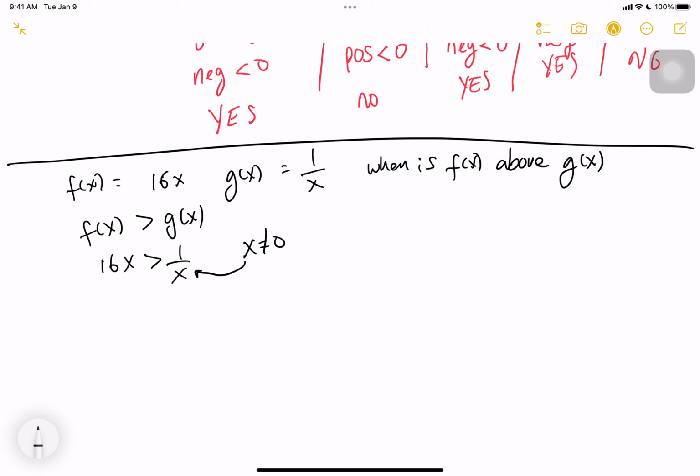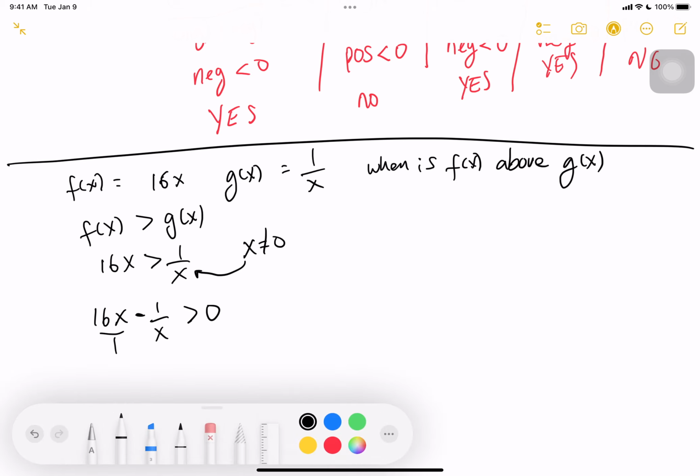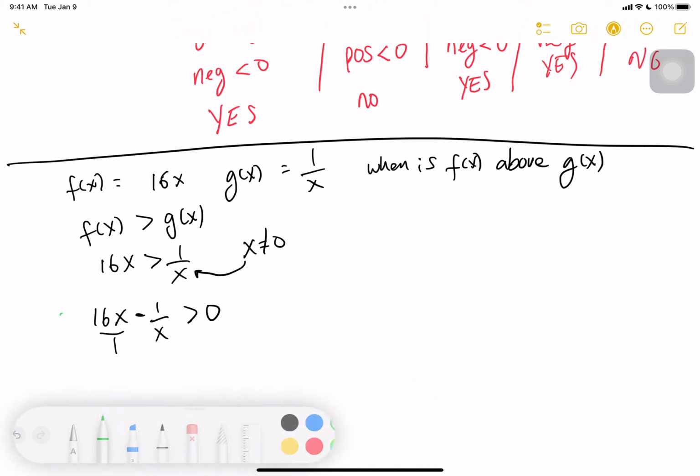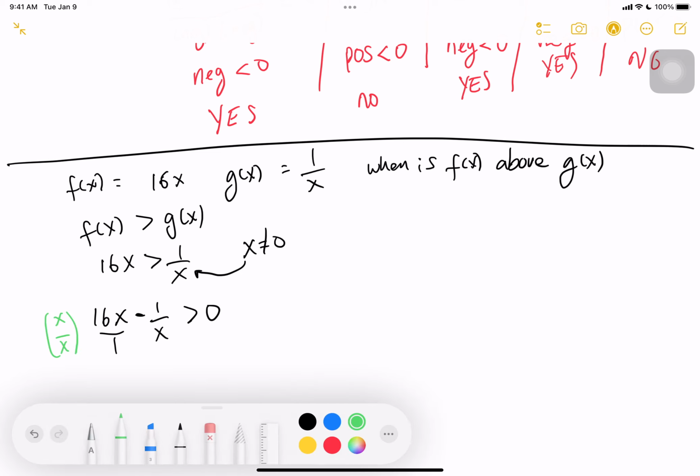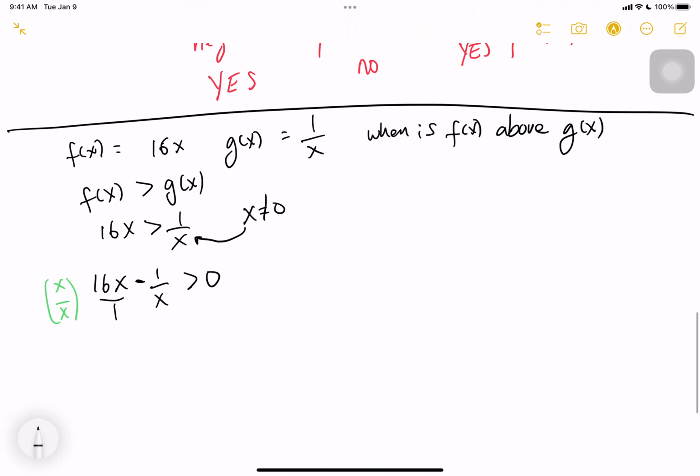So we take the 1 over x over to keep the equation set to 0. And then we find a common denominator. So we write this as 16 over 1. And we multiply this by x over x. And that leaves me with 16x squared minus 1 divided by x is greater than 0.